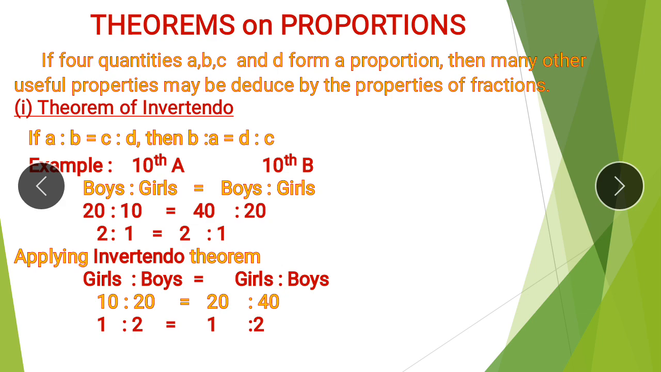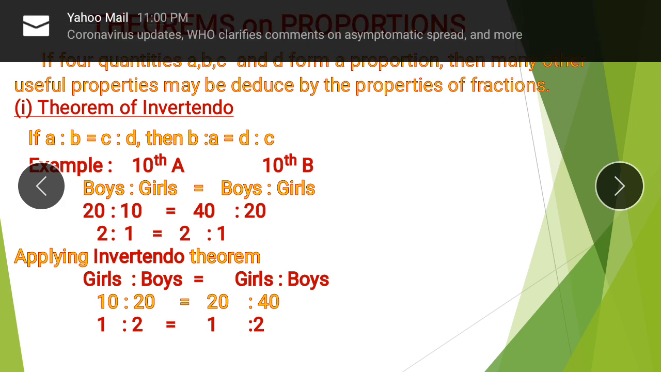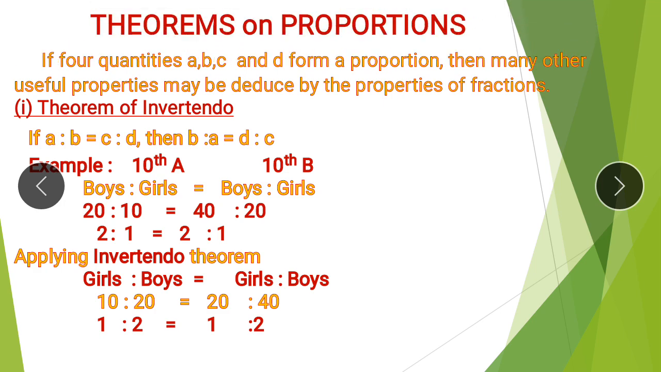Though the number of students, boys and girls, are different in different sections, the ratio is the same, because the number of boys is double the number of girls in each section. So when the ratios are the same, this is known as proportion, and we can put an equality sign there. So let's apply the theorem of invertendo on this example.